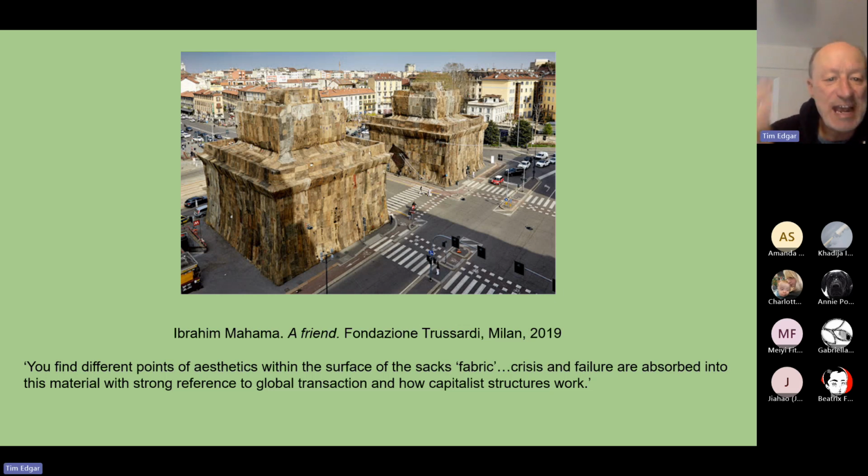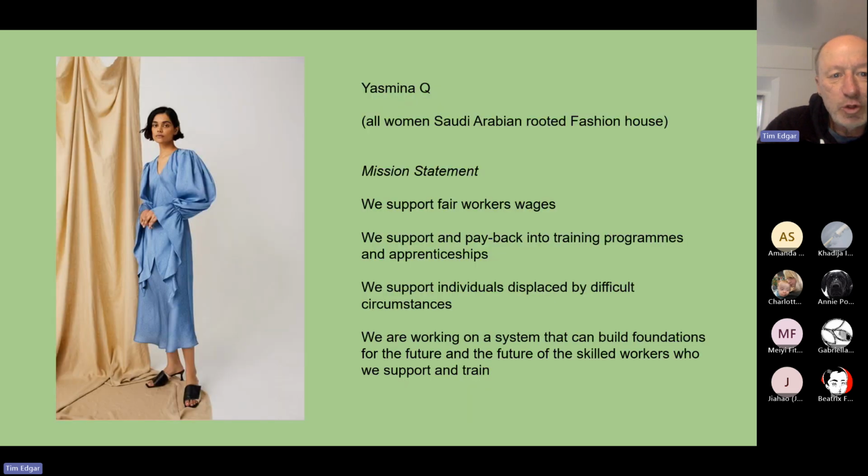Reference to global transaction, how capitalist structures work. So Milan is a real sort of capitalist, economically vibrant center, fashion, etc. So there's a big statement here about the sacks that we use to transport things, or the primitive nature of packaging within some cultures. And of course, design is an area we'll be looking at quite a lot.